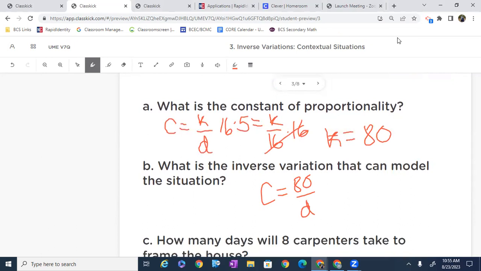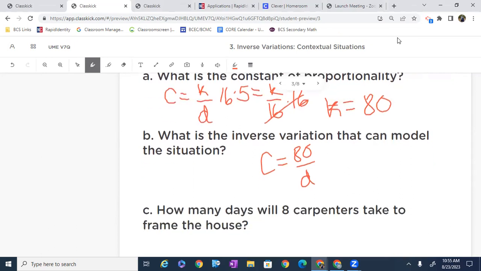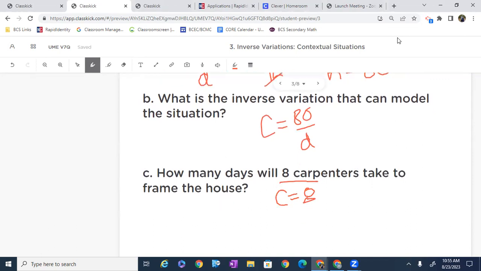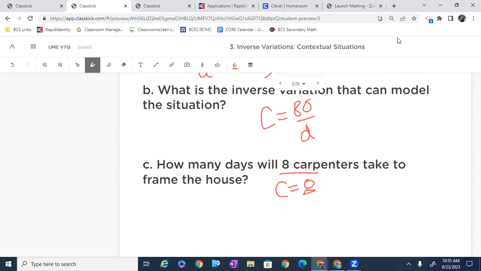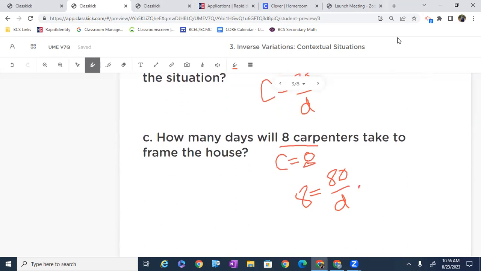Now, once we have that, we're just going to do some basic solving in order to go a little bit further with this. It says, how many days will 8 carpenters take to frame the house? Well, 8 carpenters just means that C is equal to 8. And with that, I'm just going to plug it in and solve for the days. So 8 equals 80 over the number of days. Simple math. You should be able to see this automatically, but I'm going to do it algebraically anyways.